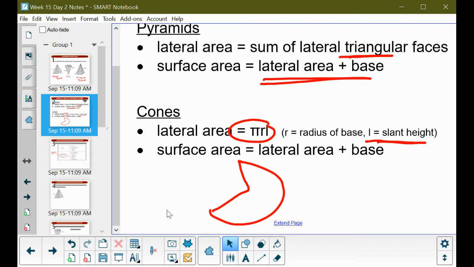It's actually really nice to have that formula. We don't have to worry about taking it apart like we do with the pyramids and finding each of the areas of each face. But once again, for cones, the surface area, just like with pyramids and with prisms and cylinders, is the lateral area plus the base.